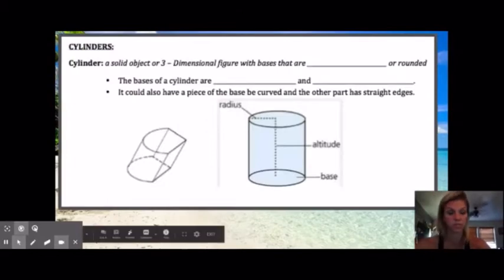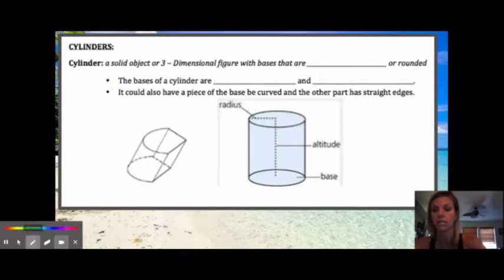Okay, so that's a prism. Prism: polygon base, top and bottom are congruent. Cylinder, like circle. A cylinder, like a Pepsi can, is a three-dimensional figure where the bases, the top and bottom, are circular or rounded.